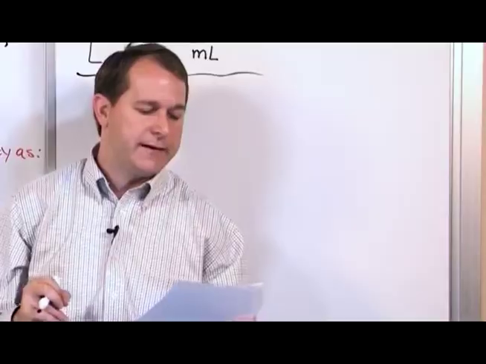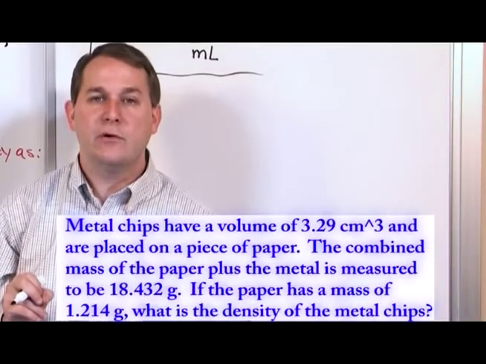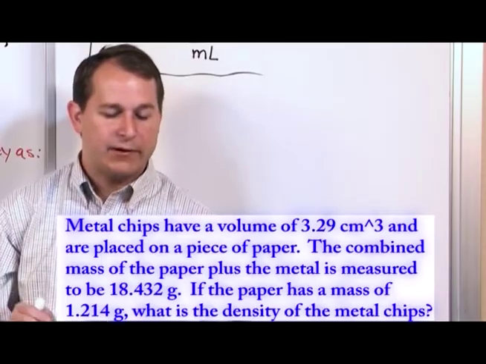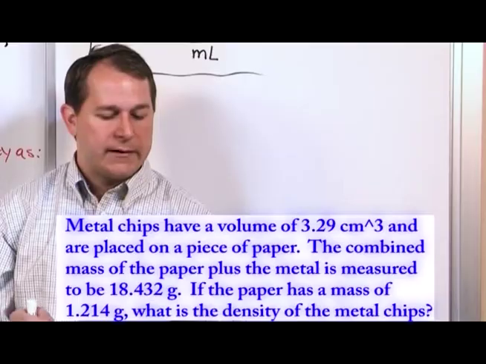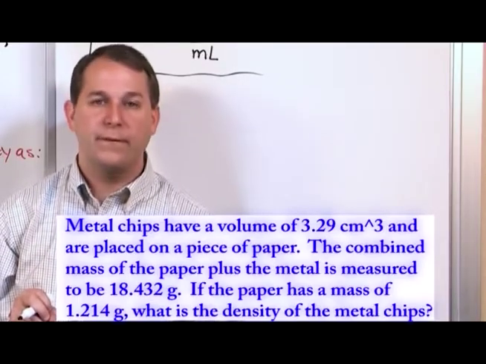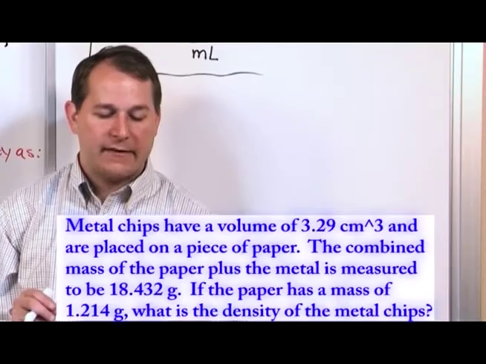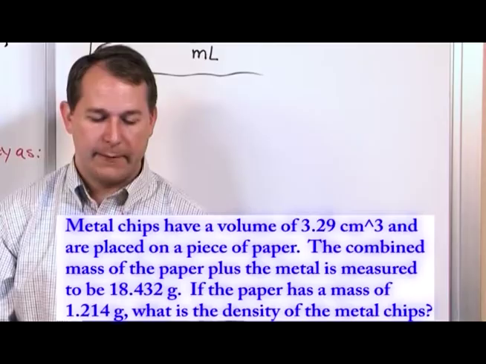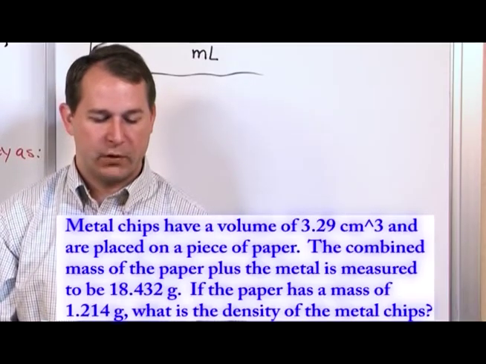Similar kind of concept, but it goes like this. Metal chips have a volume of 3.29 cubic centimeters, and they're placed on a piece of paper and they're weighed. The combined mass of these two, when we take the mass of them, is 18.432 grams. If the paper has a mass of 1.214 grams, what is the density of the metal chips?